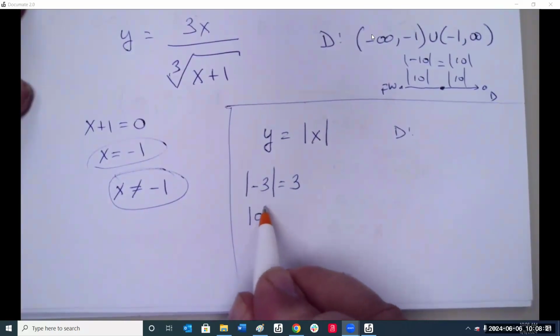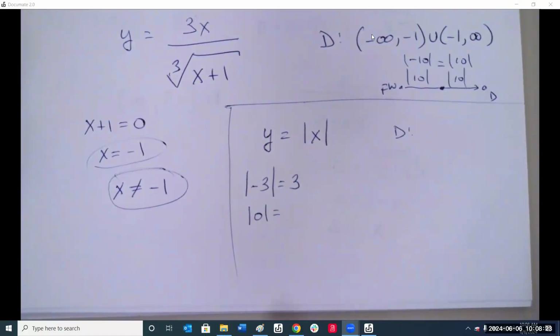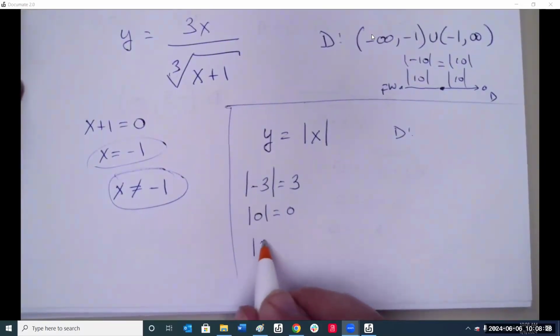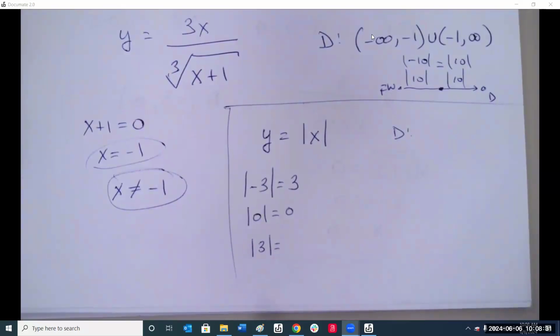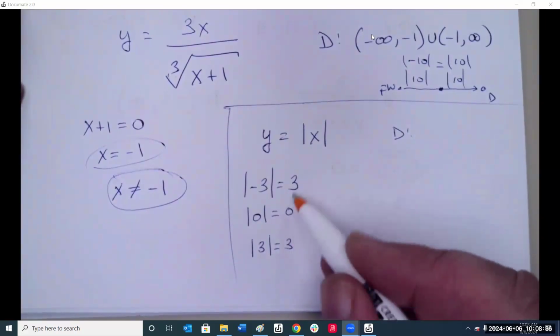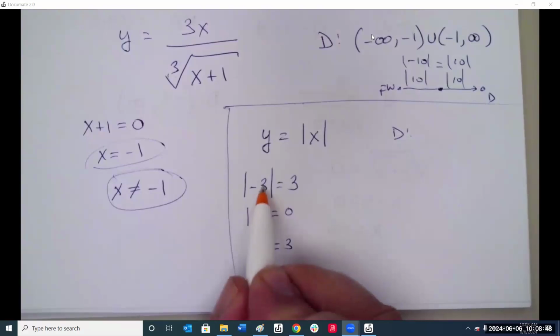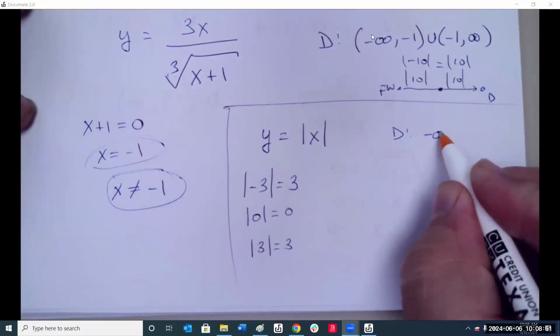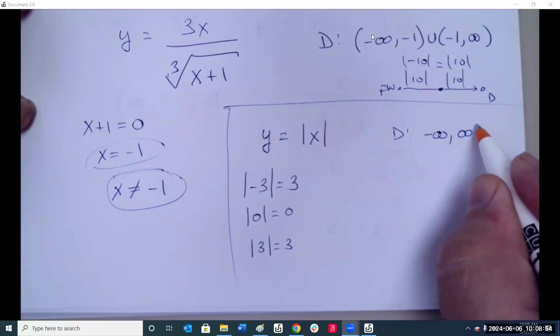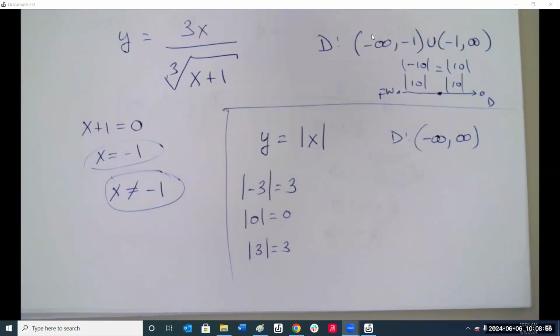Can you take the absolute value of 0? 0. Can you take the absolute value of +3? It's 3. It makes the number inside there positive. It cannot be an equation. It has to be a single number. That's why it's called the absolute value. So I'm not restricted. I could put any negative number in there, any positive number, or 0.